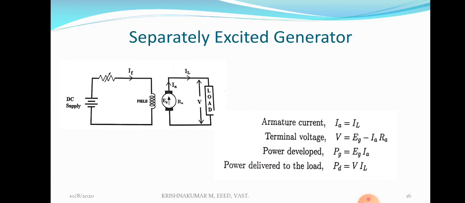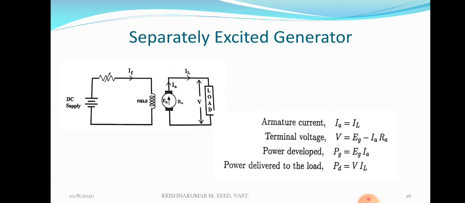So we are giving an external DC supply to the field winding of the machine. Field winding is provided in the stationary part of the machine. Hence this machine is known as separately excited generator. We are giving a separate source or external source to the field winding of the generator. Thus, by adjusting that field rheostat and DC supply source, we can regulate the field current. We can control the flux.